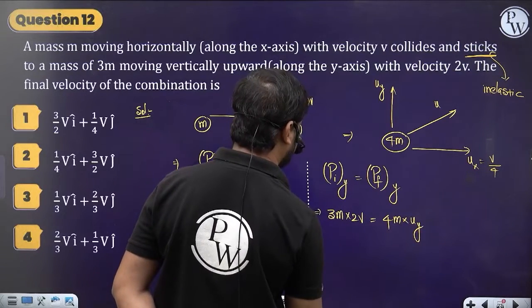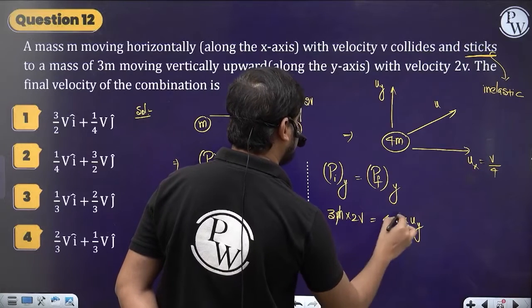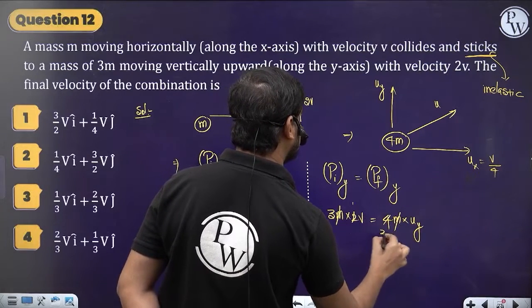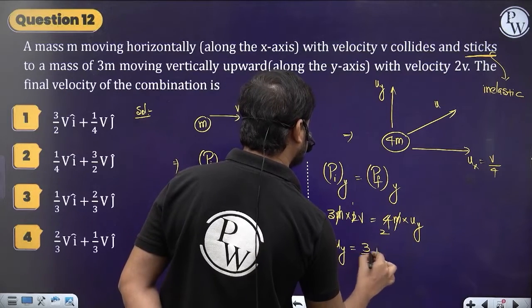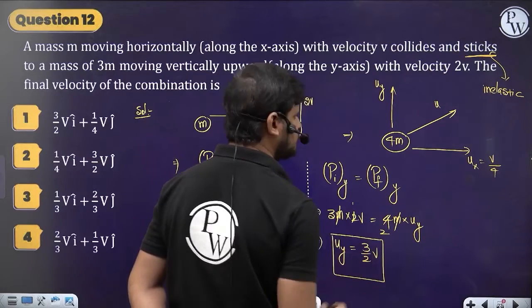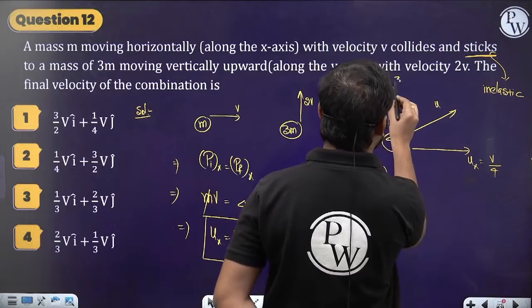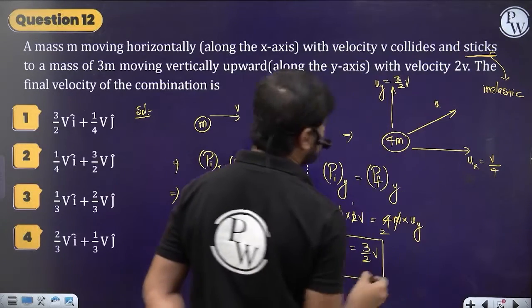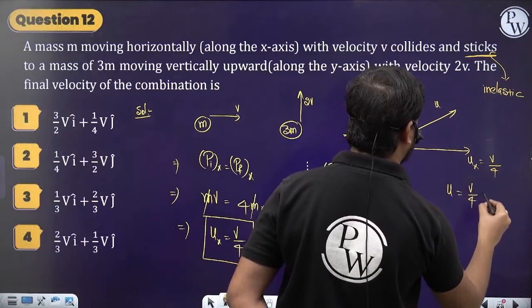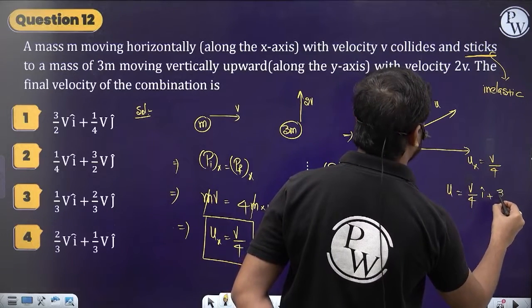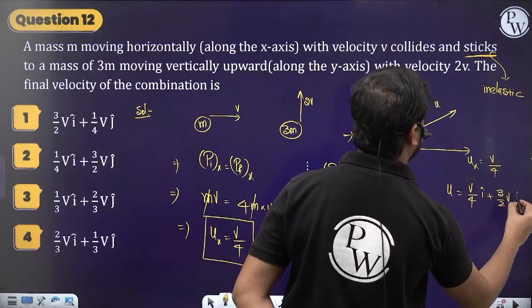So from here we got, so m cancel, 2 1s are 2 2s are, so uy is equal to 3 by 2 v. So this is a v. So that means this velocity is 3 by 2 v. Understood? So now the total u vector you can write as v by 4 i cap plus 3 by 2 v j cap.